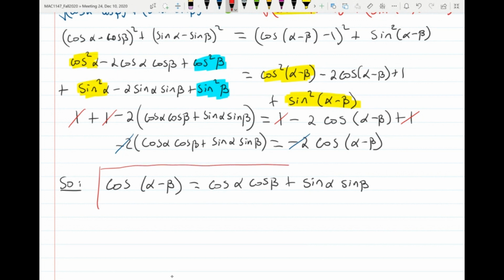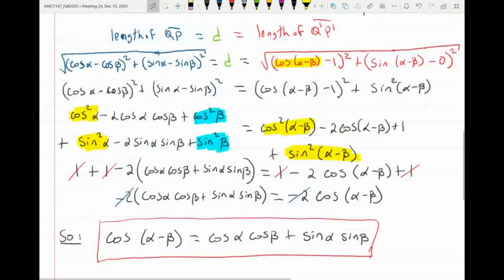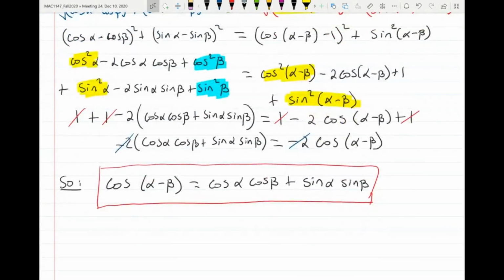So the way I like to remember this is that cosine of alpha minus beta is cos cos plus sine sine. Okay? So remember the sign changes from negative to positive, and then it's just cos cos plus sine sine. All right, so this is our first formula, our first identity of cosine of the difference of two angles. Questions?